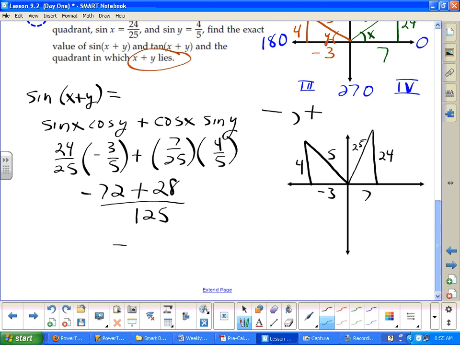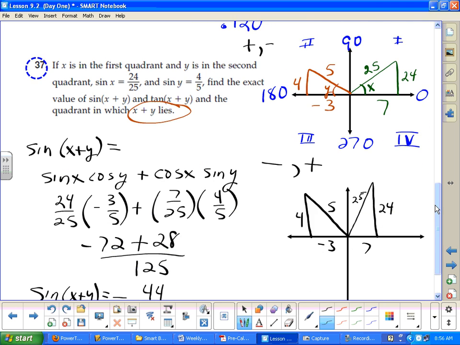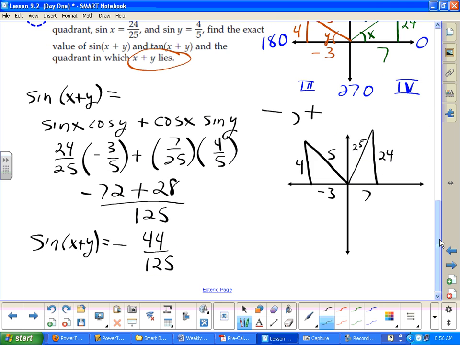Which is negative what? Okay, I'll help you out. 44 over 125. It's negative 44 over 125, and that's what the sine of x plus y equals. So I already know which quadrant my answer lies in, don't I? Since sine is negative, it's either got to be in the third or the fourth, doesn't it? And we've already figured out it can't be in the fourth because my angles can't be big enough to get there. So my answer is going to end up in the third quadrant.